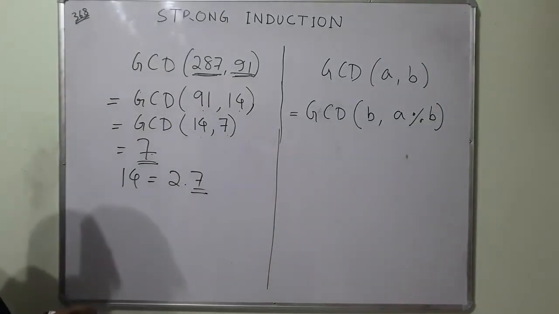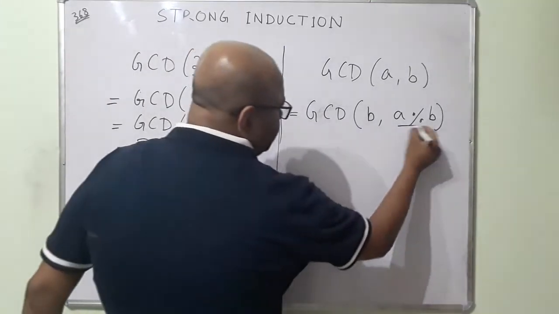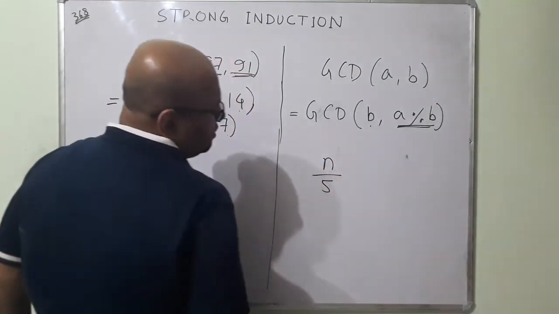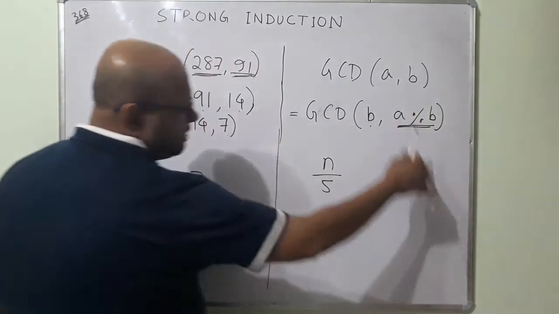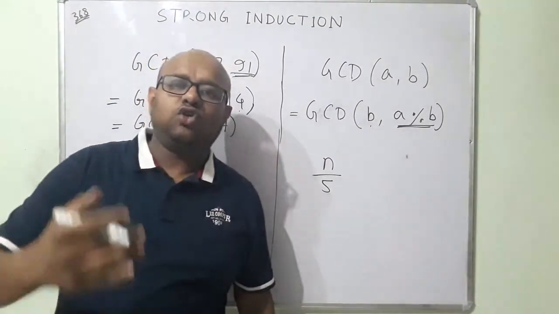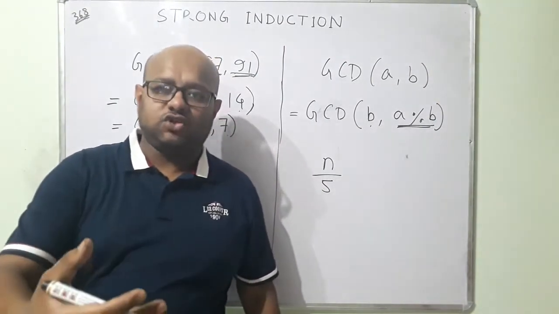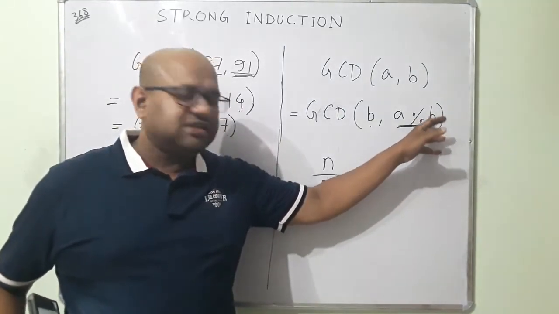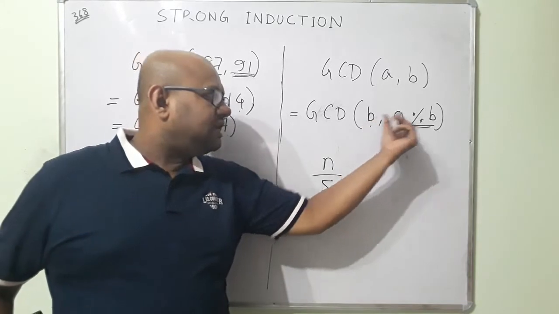One more thing that I want you to notice: this will be less than this. Why? Say some number n when I divide by 5. This is when A is divided by B, what is the remainder? That would be here. So when I divide something by 5, my remainder can be 0, 1, 2, 3, 4. It cannot be 5. After 4, my next number will have a remainder of 0. So when I divide something by B, the remainder that I get will be less than B. So this will be smaller.